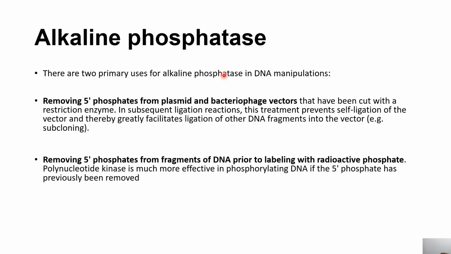There are two primary uses for alkaline phosphatase in DNA manipulations. You can remove 5' phosphates from plasmid and bacteriophage vectors that have been cut with the restriction enzyme. In subsequent ligation reactions, this treatment prevents self-ligation of the vector and thereby greatly facilitates ligation of other DNA fragments into the vector. Examples of cloning. Then the second use is removing the 5' phosphates from fragments of DNA prior to labeling with radioactive phosphate, since polynucleotide kinase is much more effective in phosphorylating DNA if the 5' phosphate has previously been removed.